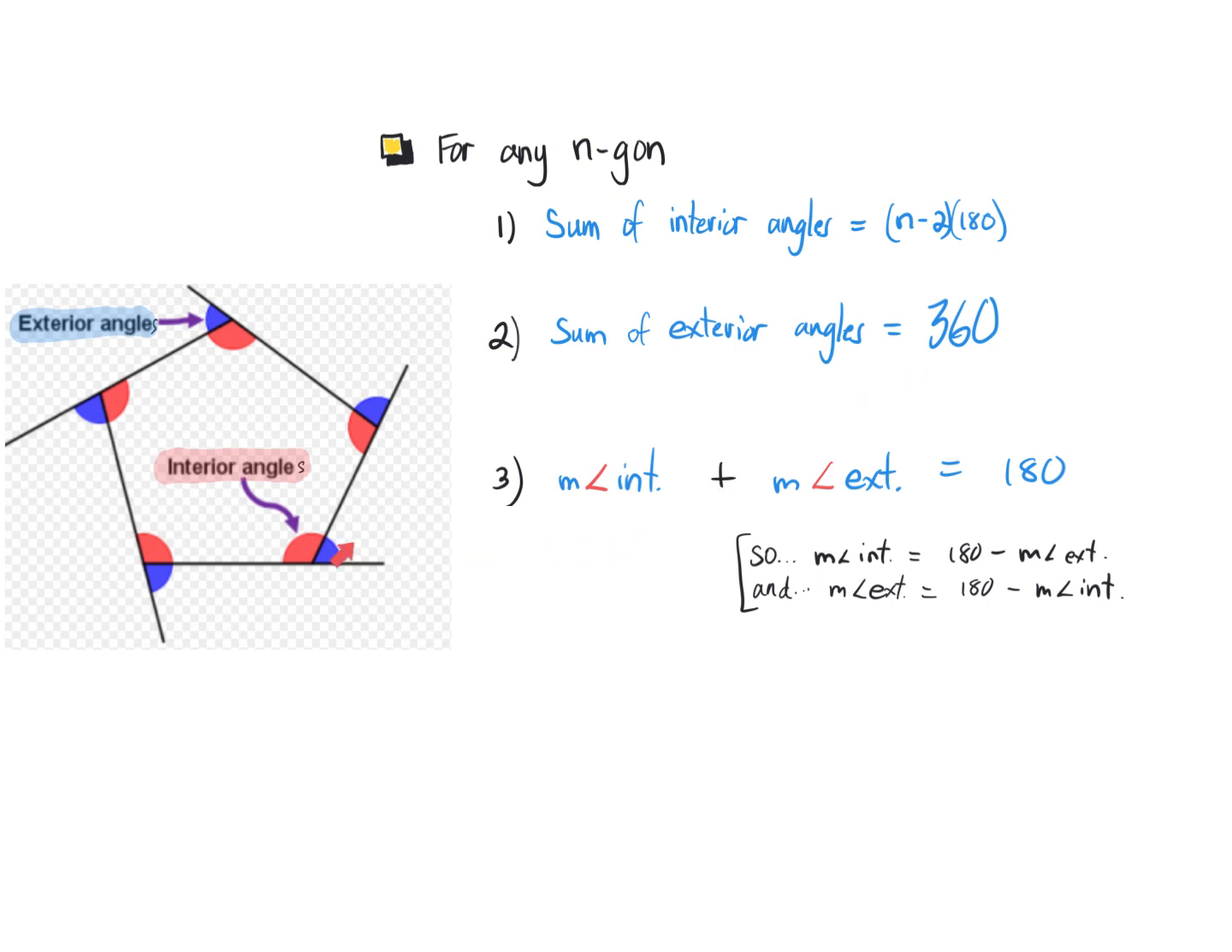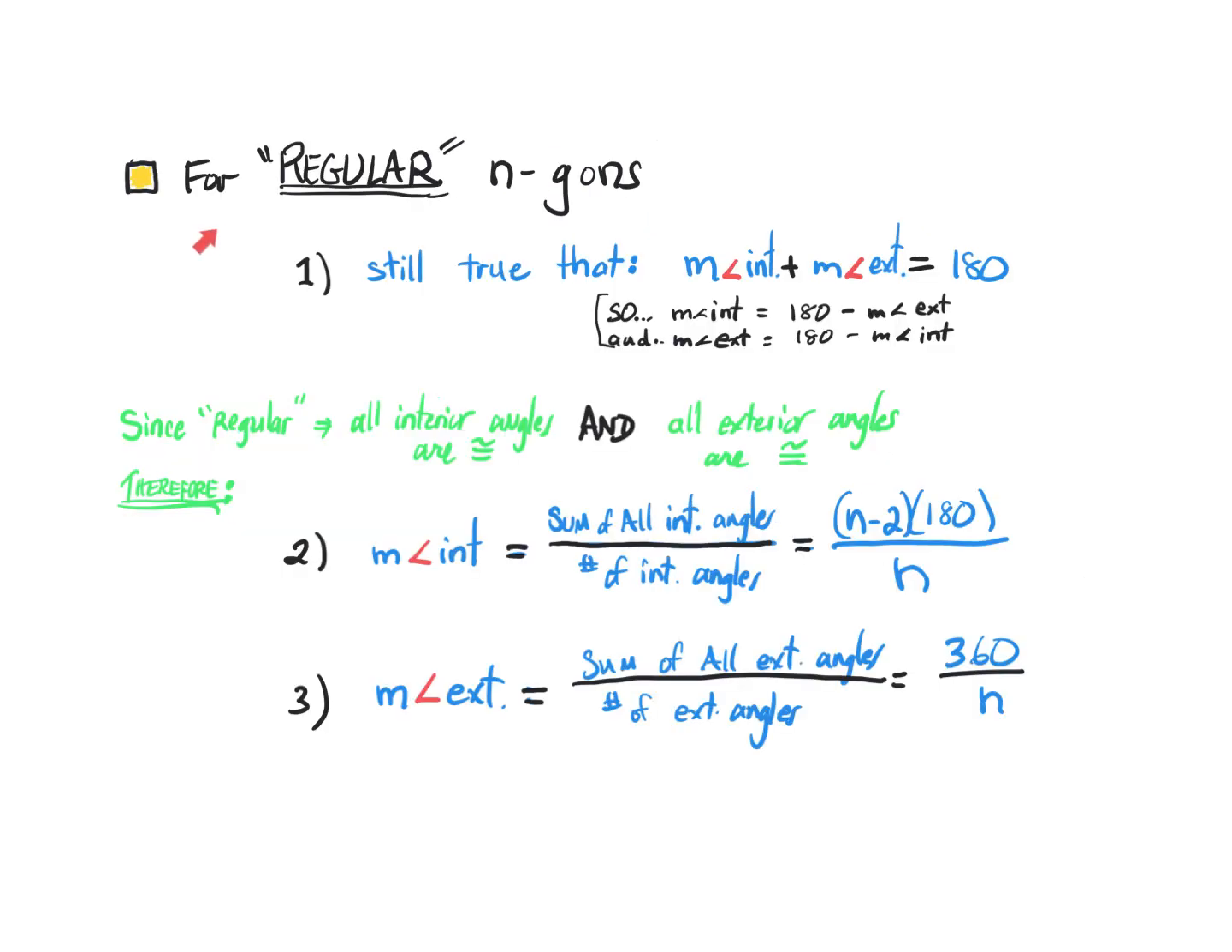Finally, for any pair of interior and exterior angles, they always form a linear pair, and therefore they will always be supplementary. And if they add up to 180, then anytime you know one, you can subtract it from 180 to find the other. Recall that these formulas are for any polygon. On the next slide, we will deal with polygons which are regular.